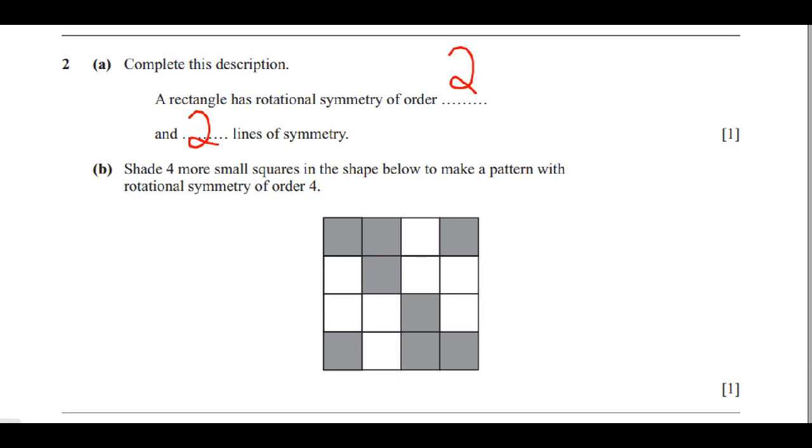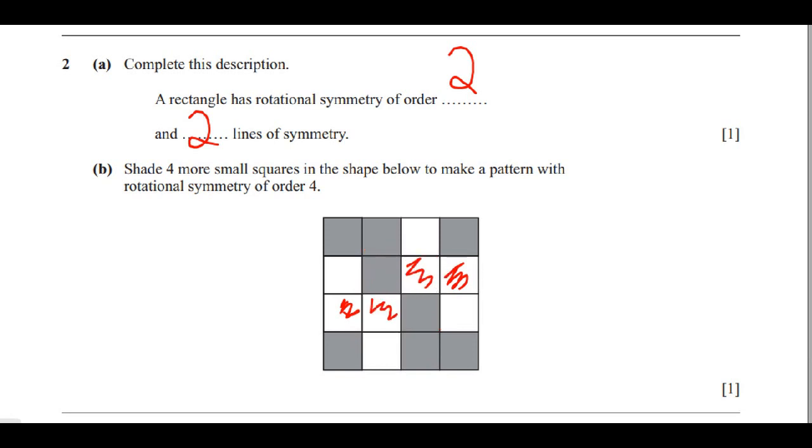Shade 4 more small squares in the shape below to make a pattern with rotational symmetry of order 4. So this pattern needs to be copied here. So this triangle, this square needs to be shaded. Here we already have that pattern, and again here we need to have this pattern again. So when we shade, we'll need to shade this part to copy that pattern here. This needs to be shaded, this needs to be shaded, and inside this pattern needs to be copied here and here.